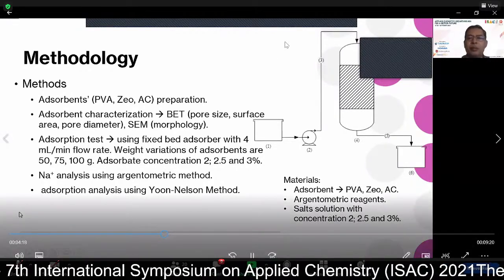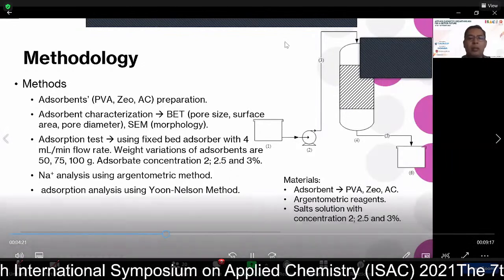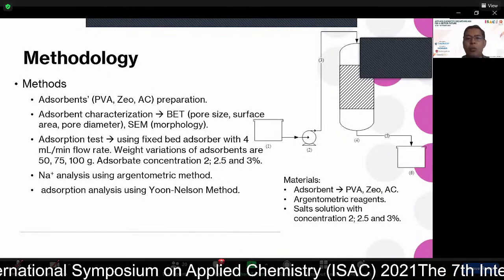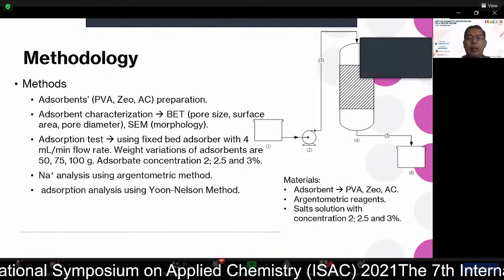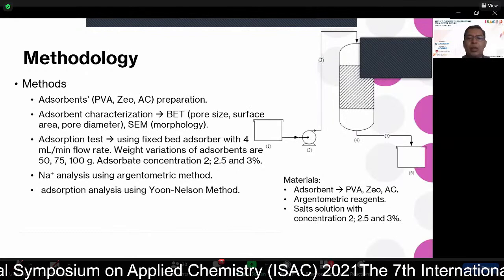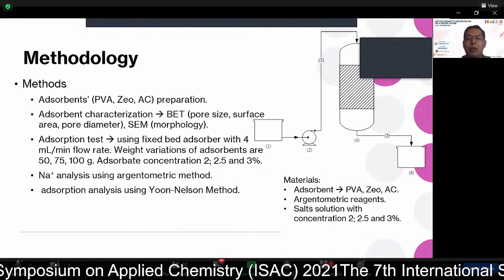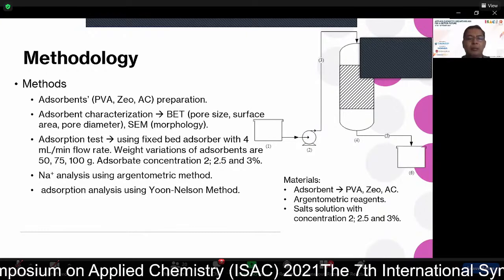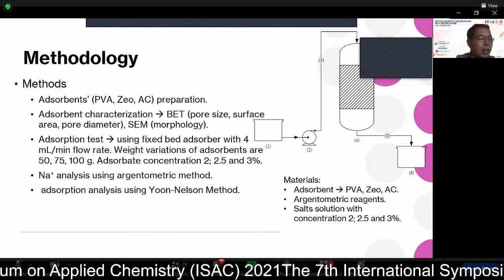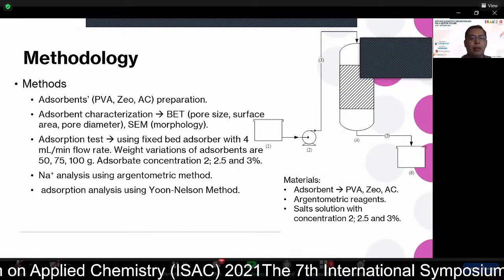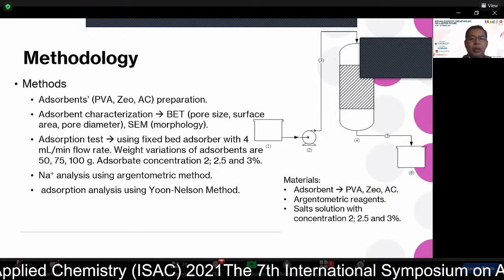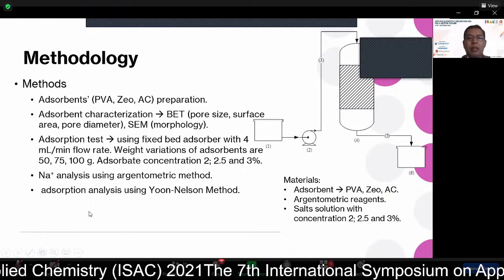Adsorption test: we use the fixed bed adsorber with a flow rate of 4 milliliters per minute, and weight variations of adsorbent of 50, 75, and 100 grams. The salt concentration is about 2, 2.5, and 3%. Sodium analysis uses the argentometric method, and the adsorption analysis uses the Young-Nelson method.